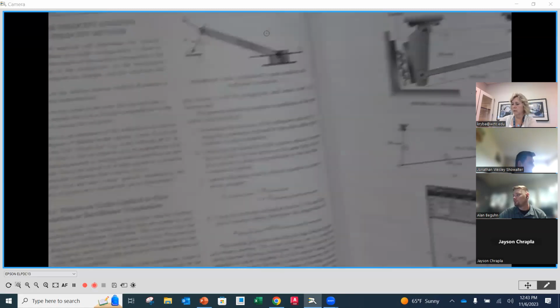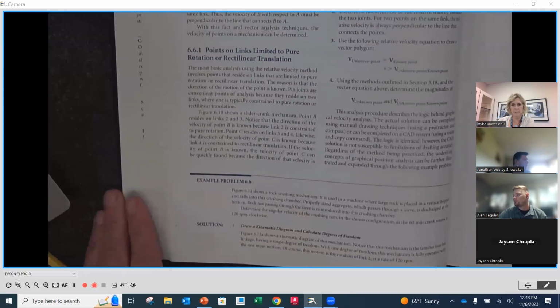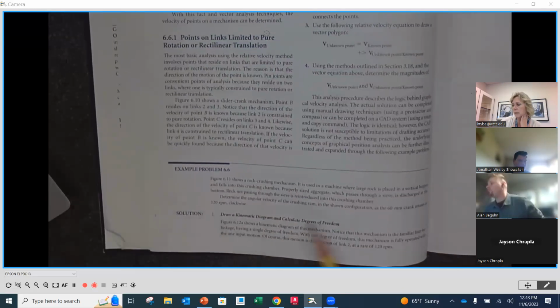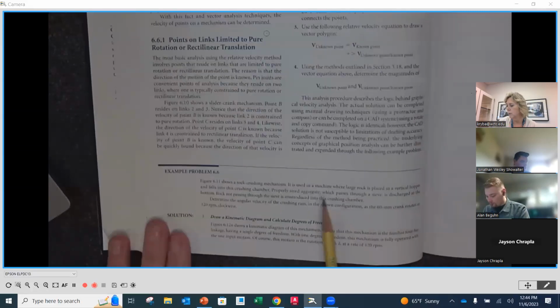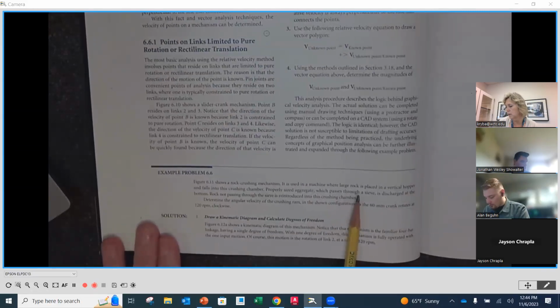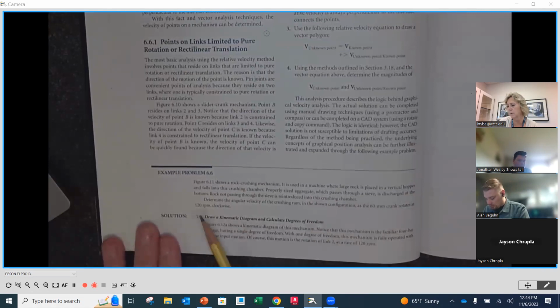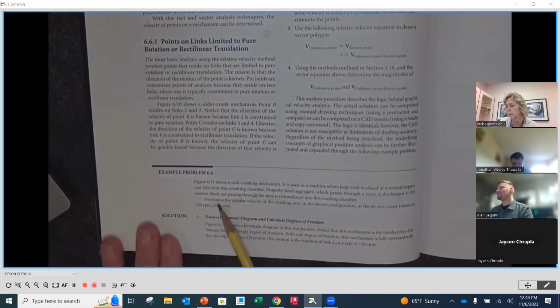So let's look at the problem statement. It says here in figure 6.11, which is the rock crushing machine, it's used to get larger rocks placed in a vertical hopper that fall into a crushing chamber. Properly sized aggregate is going to pass through. So it crushes. The finer stuff goes through, and the other larger stuff is reintroduced back in until it's completely crushed up.